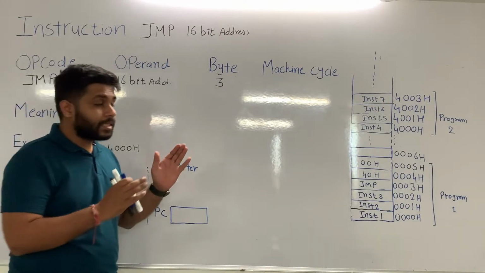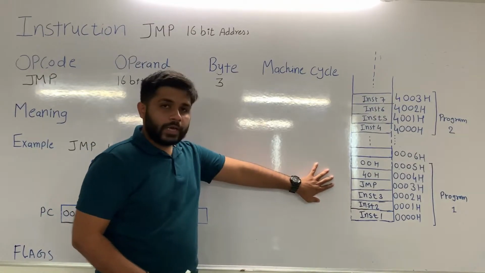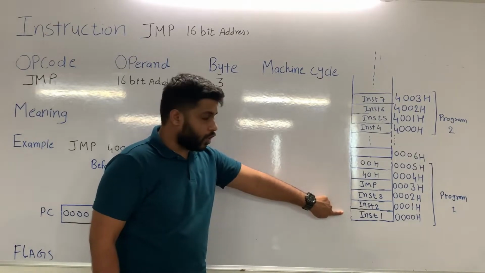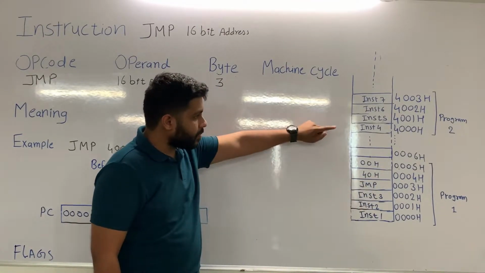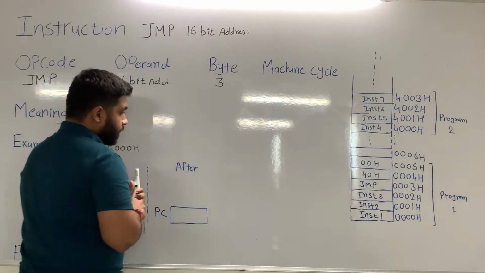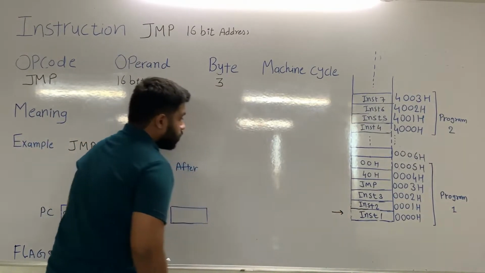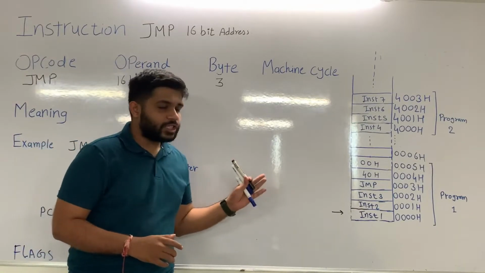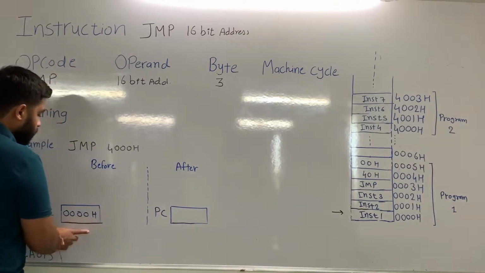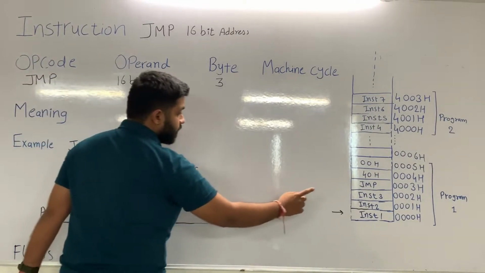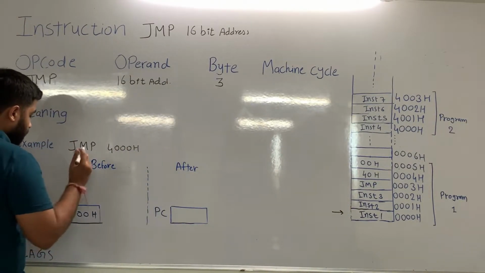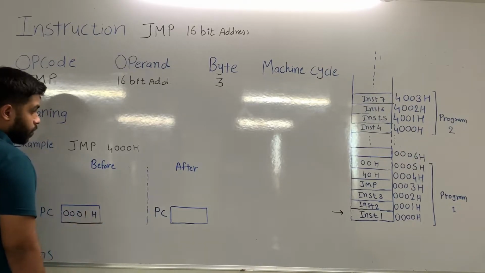Now if you pay attention to the memory, in the memory we have stored 2 programs. The first program is starting from 0000H and the second program is starting from 4000H. So right now the program counter is pointing at the first location. Now we know that when the microprocessor is fetching any instruction, it will first see the value of the program counter. So right now the value of the program counter is 0000H. So processor will fetch the instruction. After fetching, the microprocessor will increment the value of the program counter with 1.